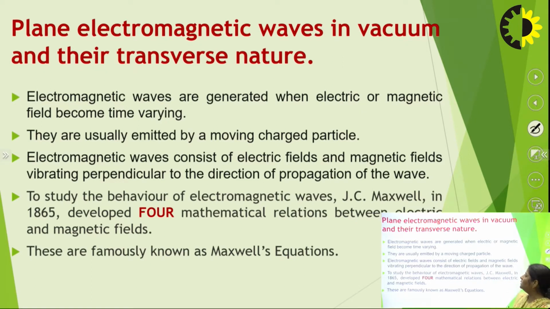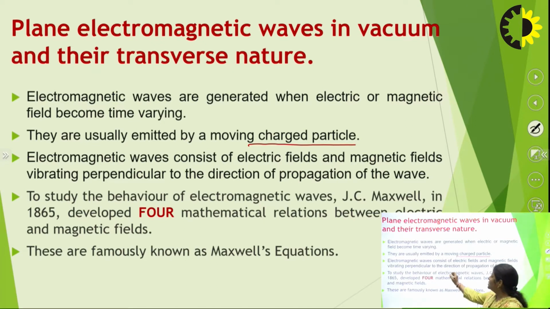Basically, they are generated when electric or magnetic field becomes time varying. All right. If the electric field or the magnetic field is having a time dependence also, then we can expect that the electromagnetic waves will be generated. All right. They are usually emitted by a moving charged particle. This is one idea about the electromagnetic waves.